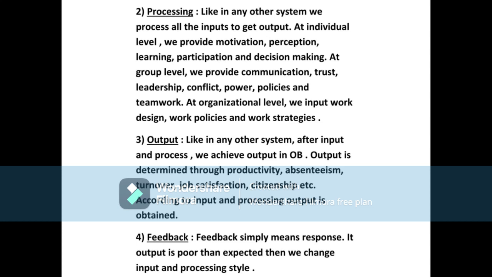So according to input and processing, output is obtained. Finally we'll go for feedback. What does feedback mean? We will get a response, simply it means the response, the reviews. If output is poorer than expected, we have actuals and standards: the actual obtained one and what we kept as a standard limit. If we have not achieved the standards, definitely we are lagging. So again we have to apply another processing style.